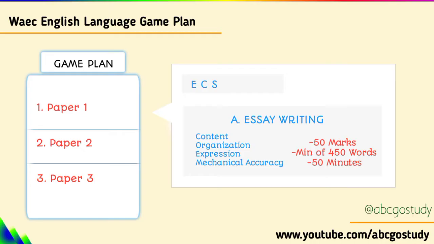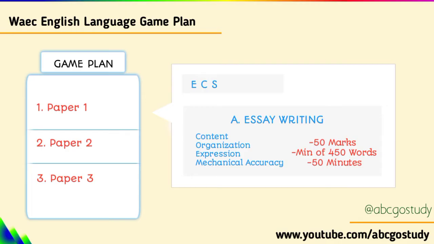You could call this the schema. Let me now briefly talk about that. I'm still talking about essay writing. That's section A of paper 1. You have content, organization, expression, and mechanical accuracy. That's how they grade it. So content is about the relevance of the ideas to the topic, the ideas you have to the topic you were actually given.